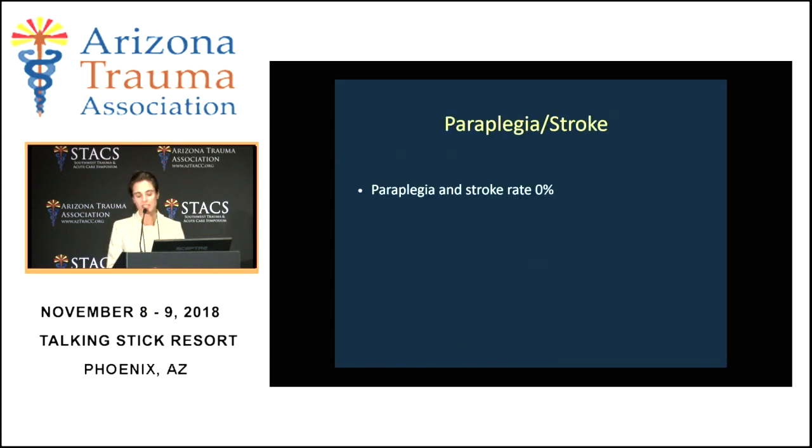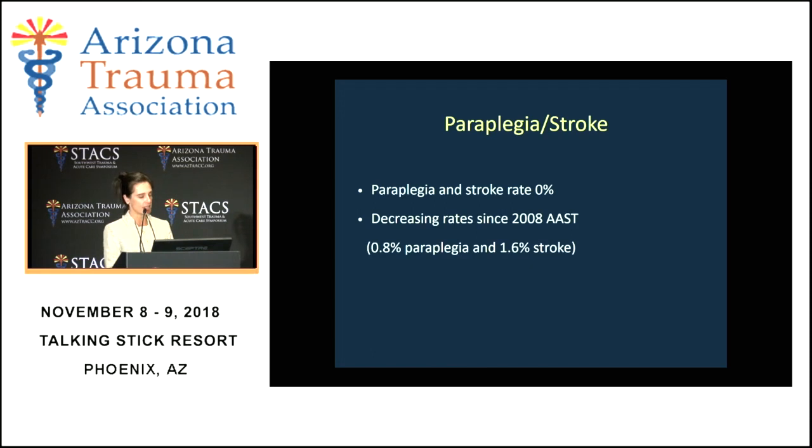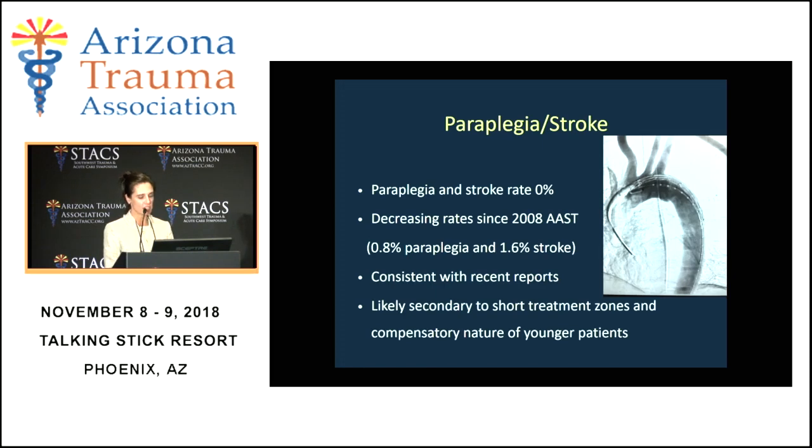Paraplegia and stroke rate was 0 in our series, and those, again, demonstrate a decrease in rate since the 2008 WTA trial. It is consistent with recent reports in the literature, and it probably has a lot to do with the fact that the coverage of the aorta is much, much shorter. So a 10, 12 centimeter coverage of the thoracic aorta is well tolerated by most patients.